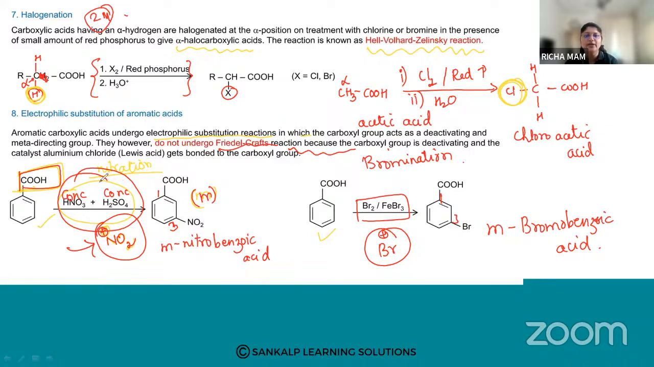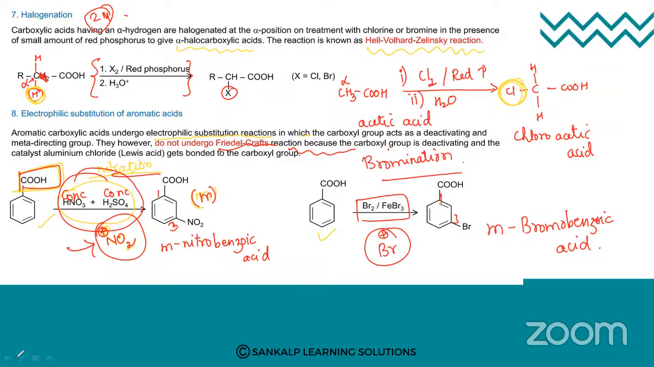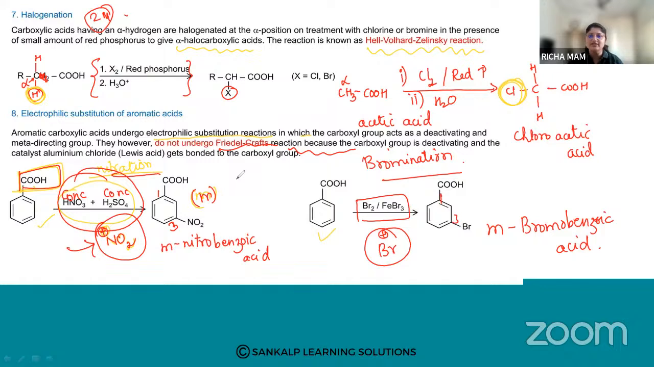So we are only doing nitration and bromination. These are the two name reactions which we are going to do on the aromatic carboxylic acid. Is it clear up to here? Yes, ma'am. Okay, so these were the substitution reactions in the hydrocarbon part.